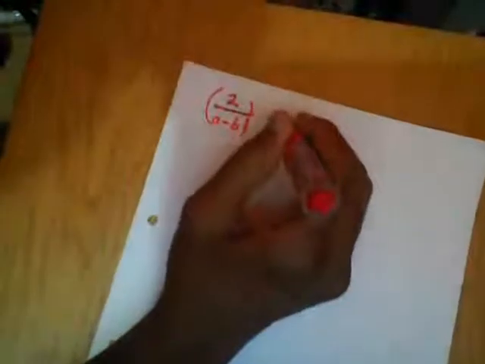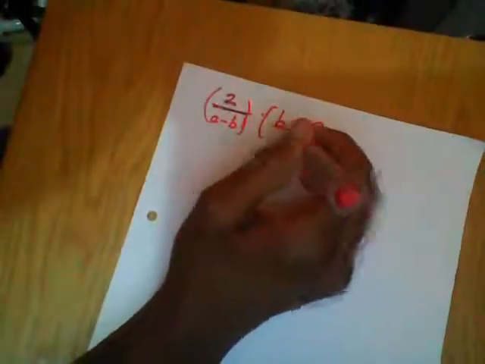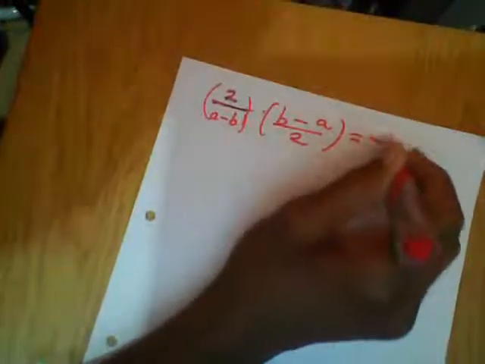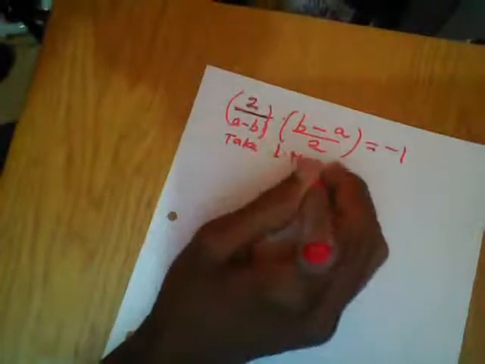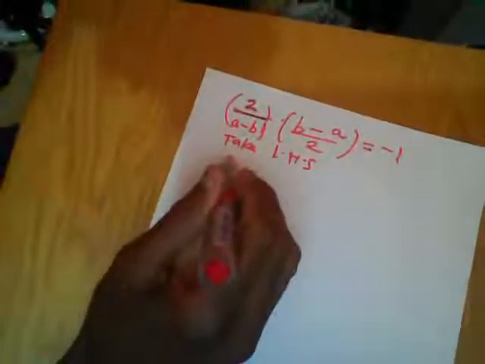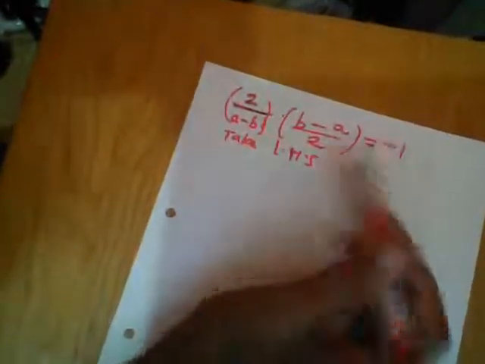So the left hand side of the question says 2 over a minus b, and then we multiply by b minus a over 2. We have to prove it equals negative 1. So what I'm going to do, I'll take the left hand side of the equation. My intention here is to see if I can cancel this stuff and see if I can have a negative 1.